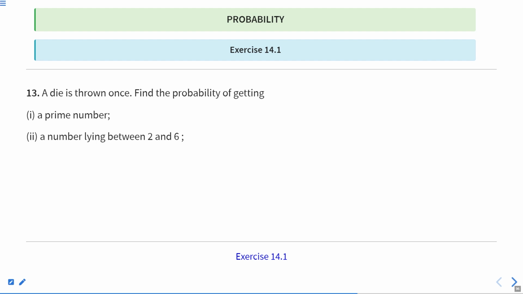In the next problem, a die is thrown once, and we have to find the probability of getting a prime number. First we need to find the probability of getting a prime number, and secondly we need to find the probability of getting a number lying between 2 and 6. So let us find the probability of getting a prime number first of all.